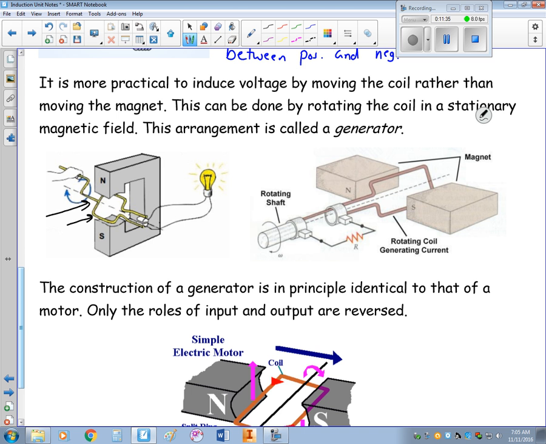Another way we can design this, we can have a rotating shaft. If you've ever been on a farm, there's PTOs. We can have splines on this, make it a PTO, and then we can turn this wire in this fashion as well.